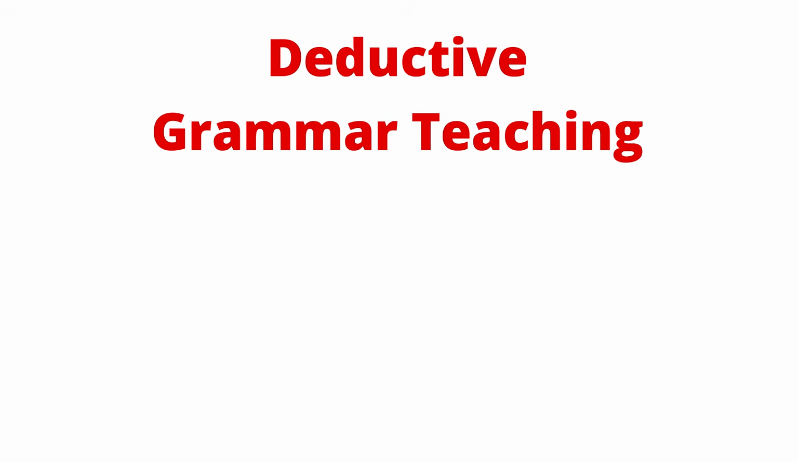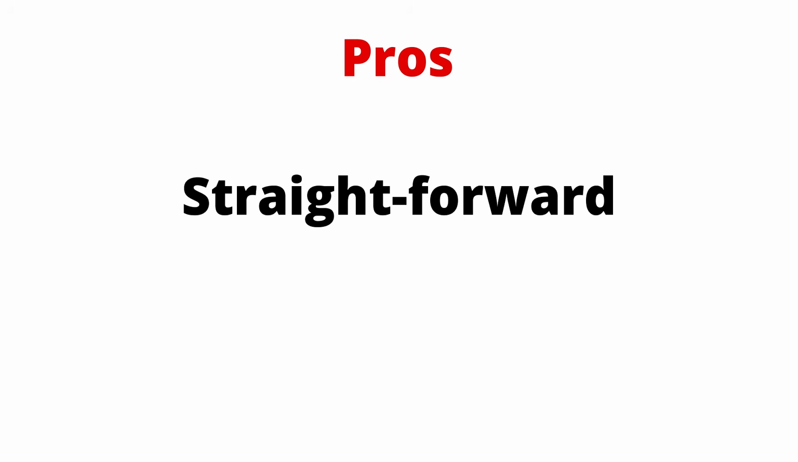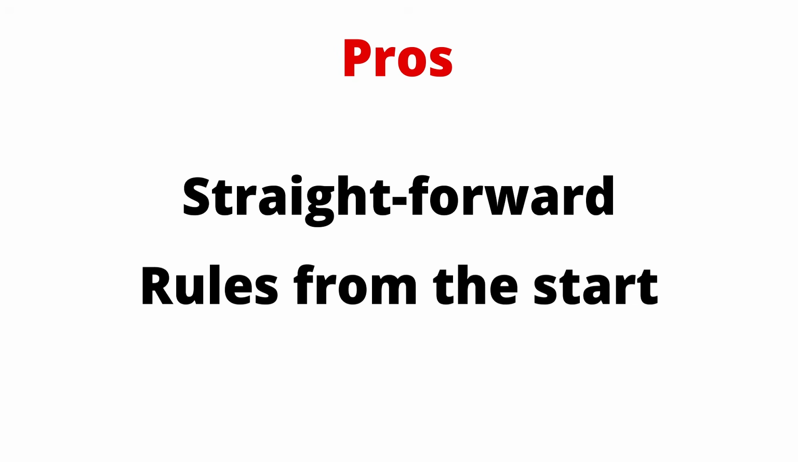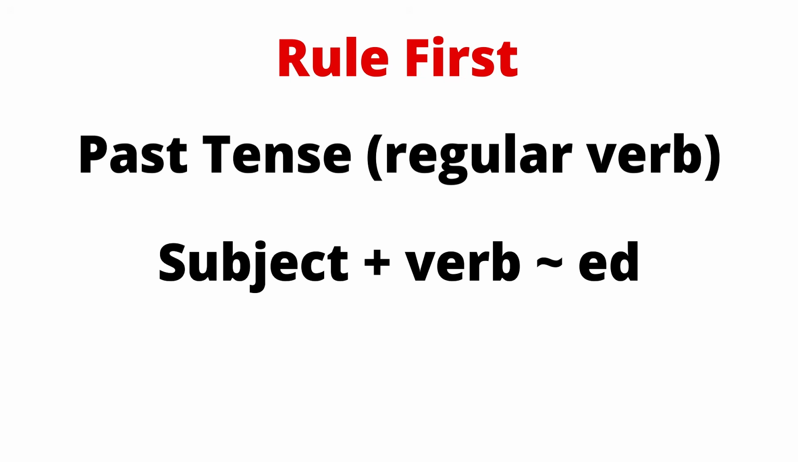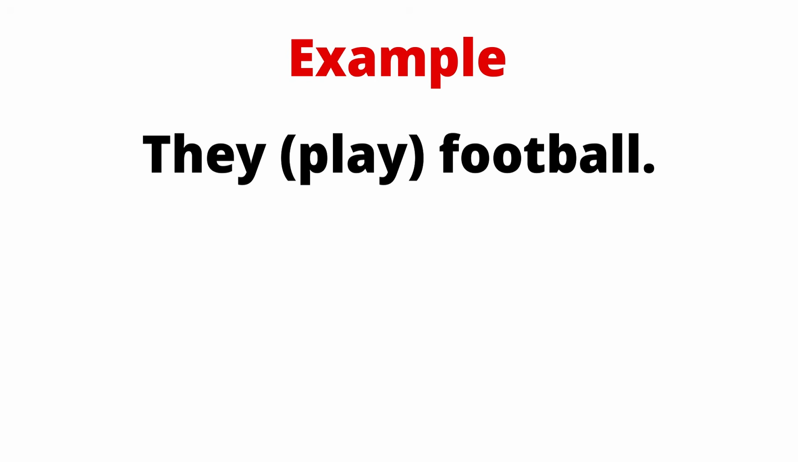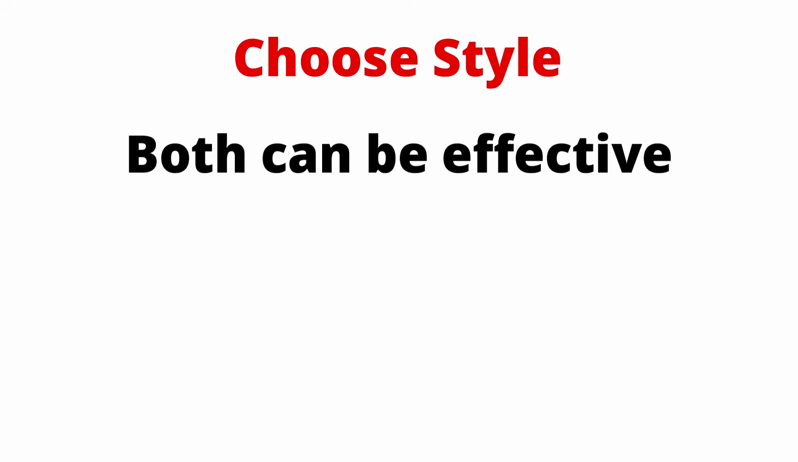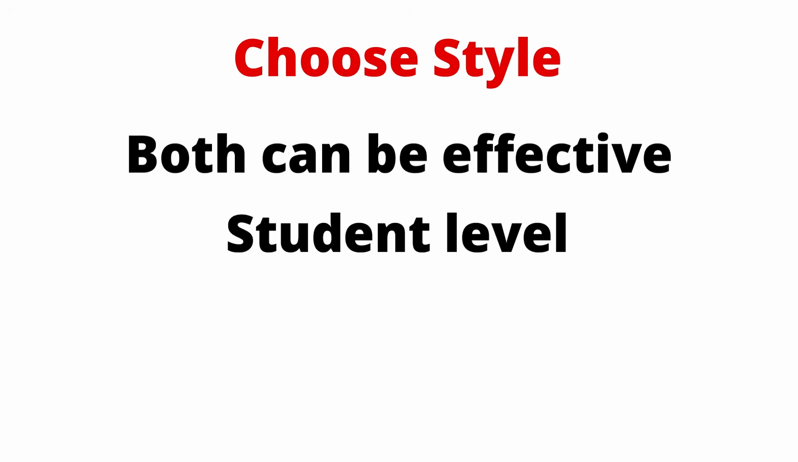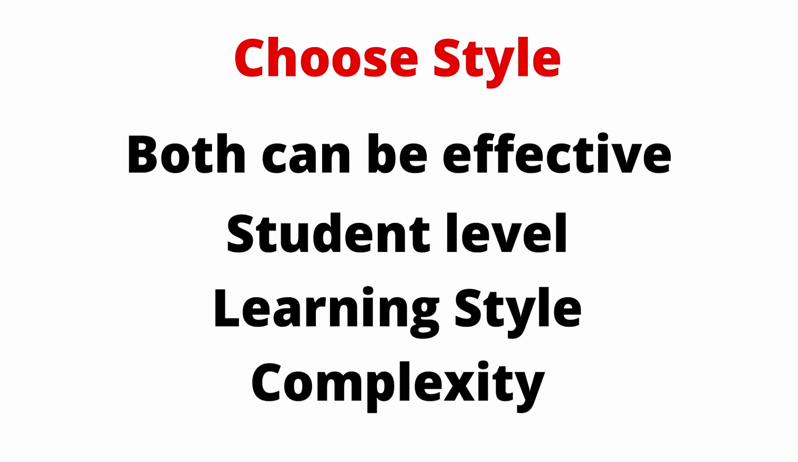Deductive approach. In a deductive approach, the teacher presents the grammar rule first, followed by examples to illustrate the rule in action. This is more straightforward and provides students with a clear framework from the beginning. For example, explain the structure and use of the past simple tense, subject plus verb and -ed, and then have students practice forming sentences using this tense. Both methods can be effective. It depends on student level, learning style, and the complexity of the grammar topic.